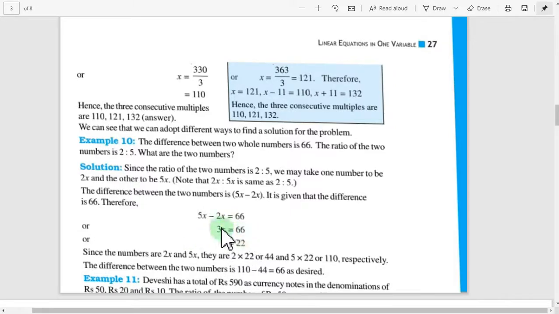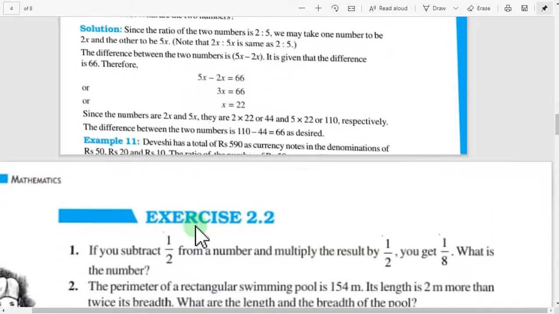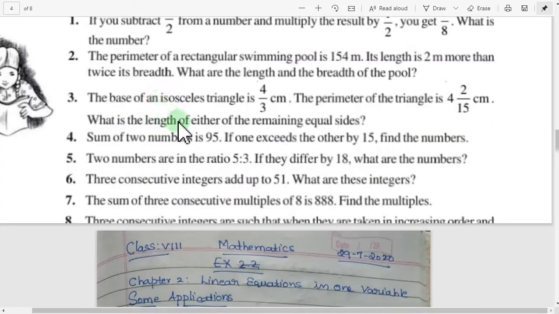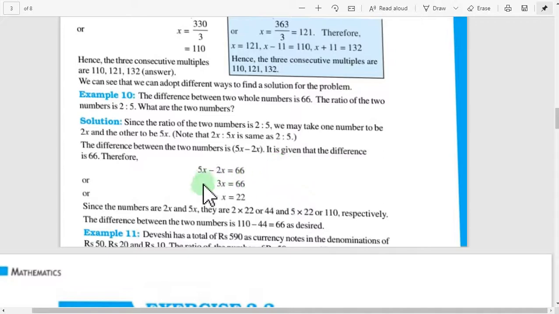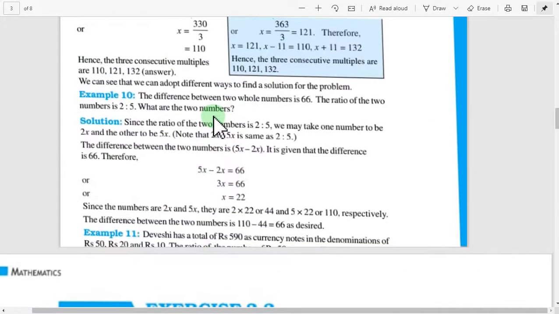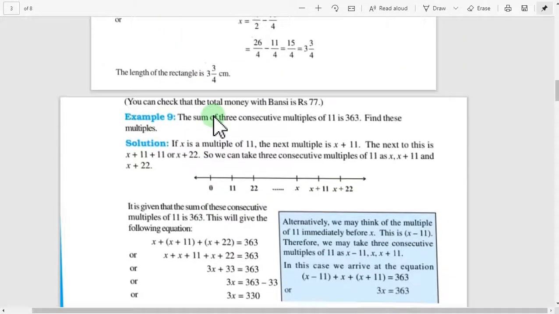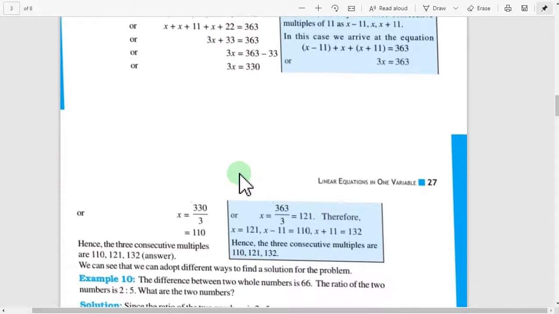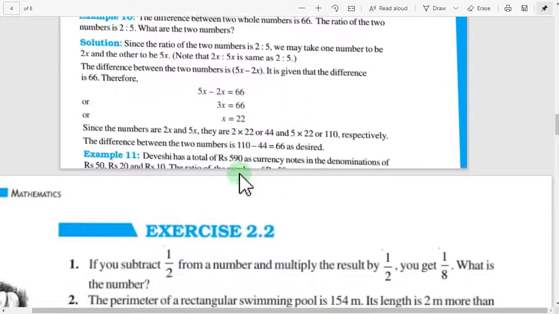This sum you copy. A similar sum is there in the exercise. Here the two numbers are in the ratio 5:3. If they differ by 18, similar sum, difference. Here take 5x and 3x, and 5x minus 3x is equal to 18. What are the numbers? Refer to this sum; some steps they have skipped, but you do all the steps. Copy these example sums. Only example 9, the solution done by me, you can copy.